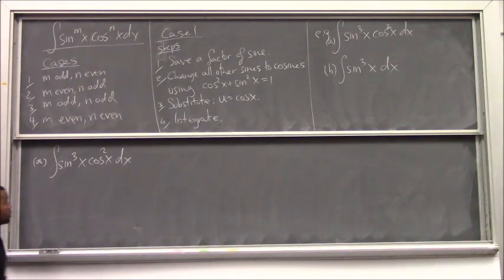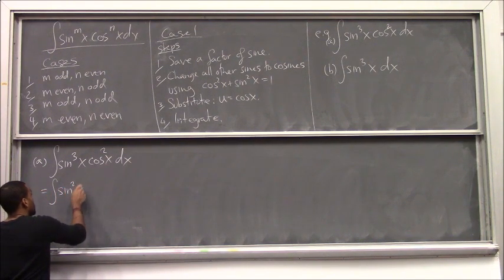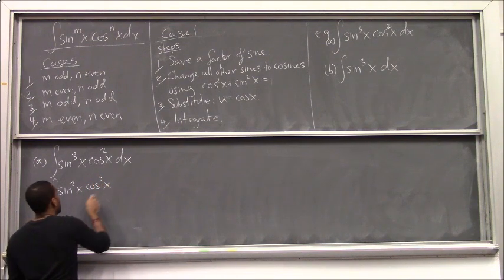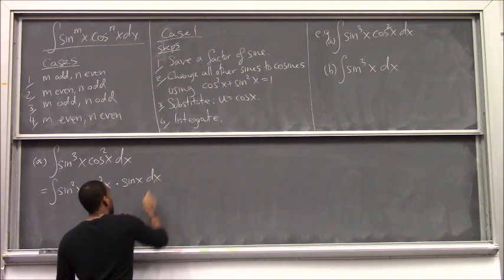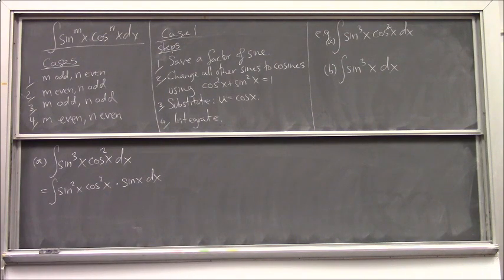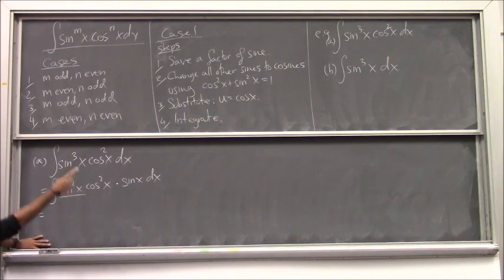Alright, so the sine is cubed and the cosine is squared. So the sine has an odd power, the cosine has an even power. Whenever you see that, what do you do? You save a factor of the sine. So I'm going to factor off a sine, and tack it on to the end over here. Just leave it there. Step 2: change all the remaining sines to cosines. How are you going to do that? With the trig identity.